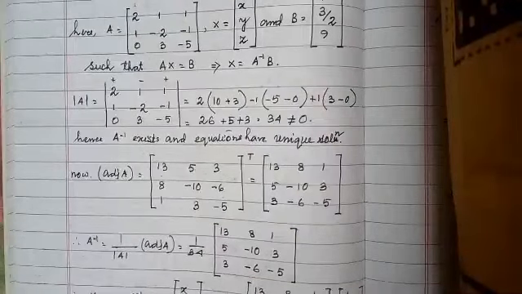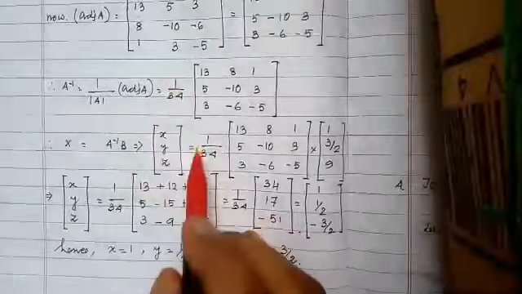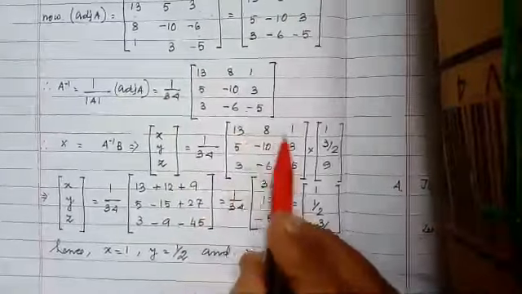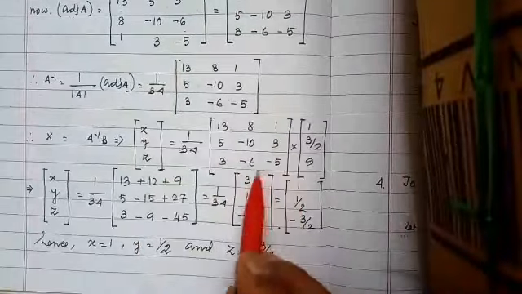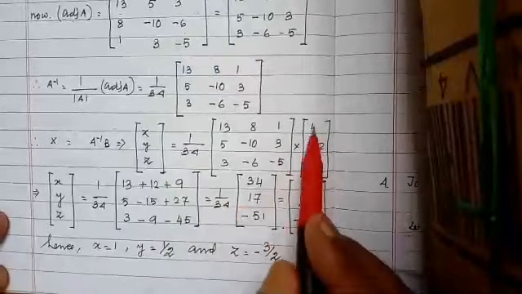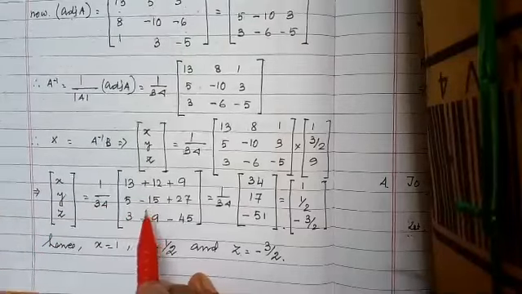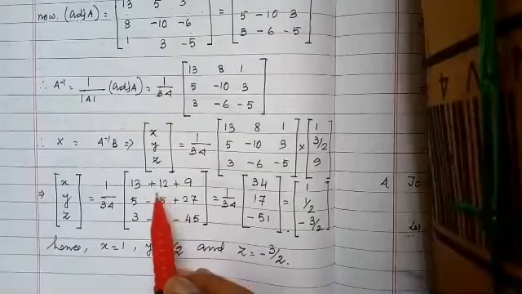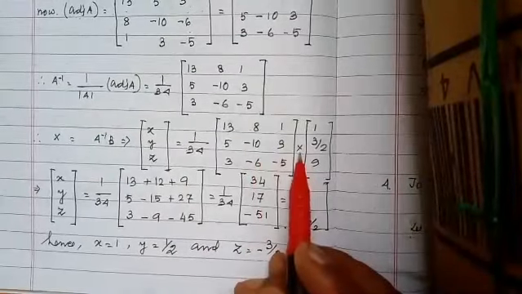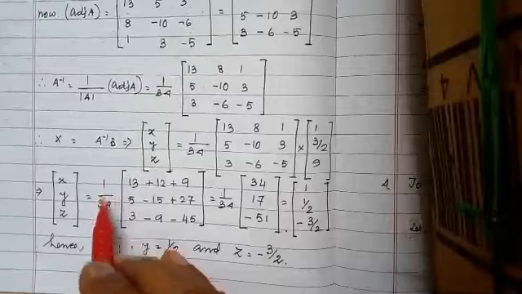Now X is equal to A inverse B. So the column matrix X, Y, Z is equal to A inverse, 1 by 34, then 13, 8, 1, 5, minus 10, 3, 3, minus 6, minus 5 into B. B is 1, 3 by 2, 9. Now let us multiply. First let us multiply and at the end we will divide by 34. Otherwise fractions will come and there is a high chance of mistakes due to fractions. That is why 1 by 34.